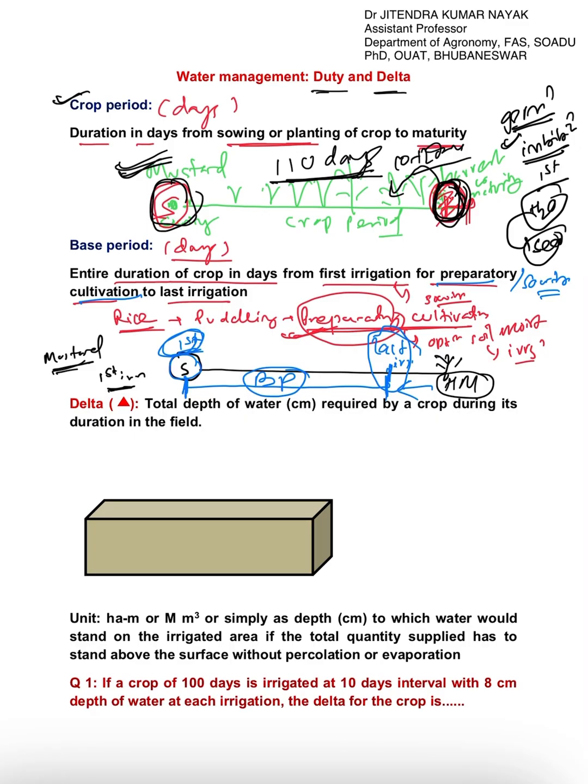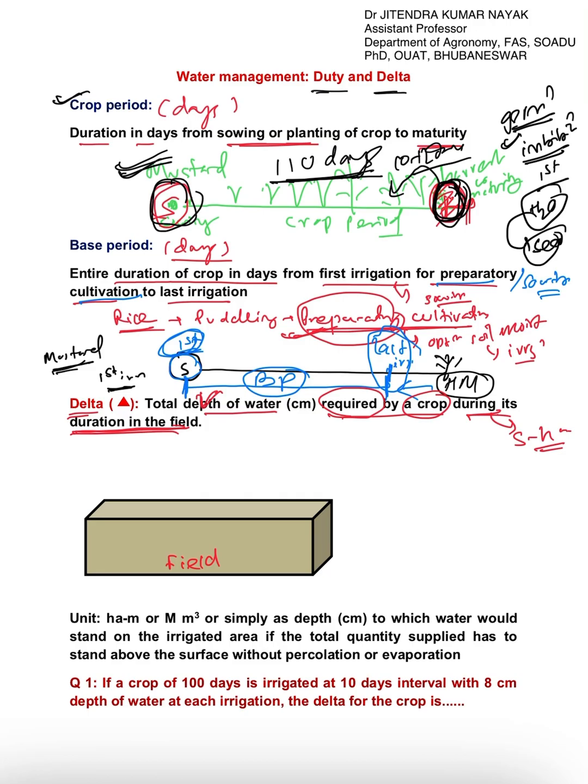Next, coming to the most important point, that is the delta. Delta means the depth of water required by a crop during its duration in the field. Suppose this is my field. The duration in the field means from sowing to harvesting maturity.